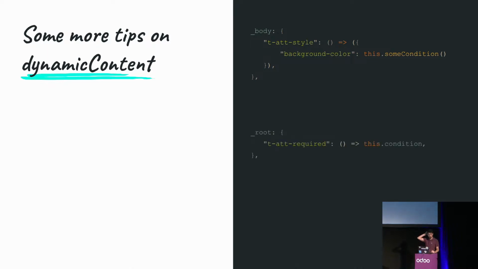So here with the root, if you have another attribute that only requires a value and not an object, like t-att-required, then you just pass in a function and return a value. And if you want to insert an OWL component into your interaction, you can call t-component, and you should return an array with your component and the props inside the object. So yeah, that's it.